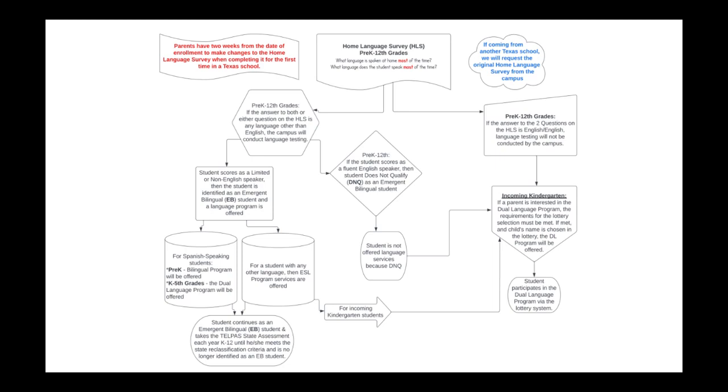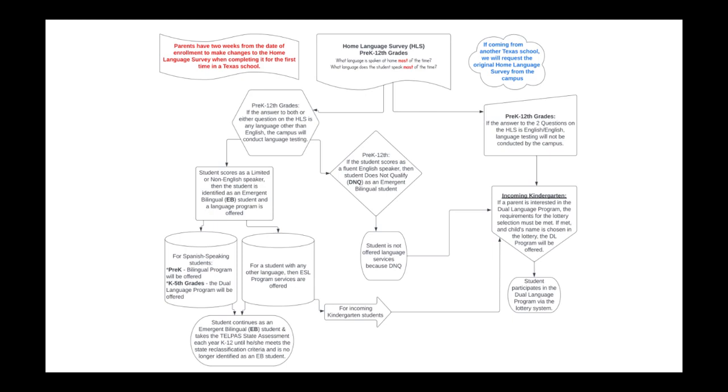The purpose of this document is to determine if language testing is needed to identify emergent bilingual students in Texas and then offer language services. There is only one original home language survey in the state of Texas. So if you are transferring from another Texas district or another Texas school, we will be requesting the original home language survey and use that one.